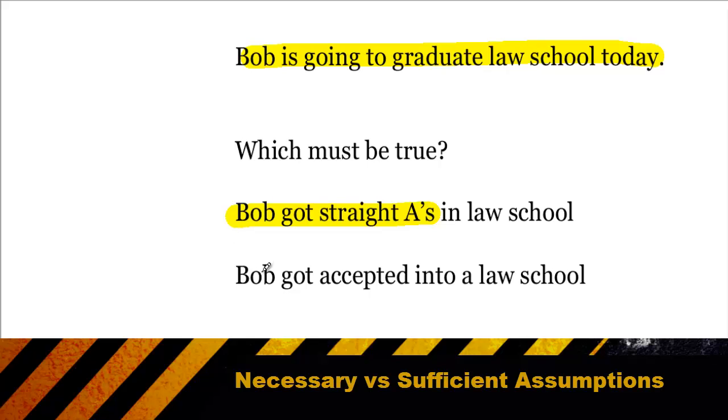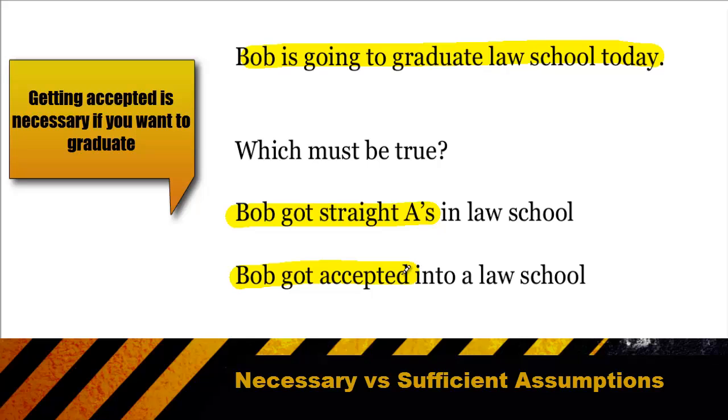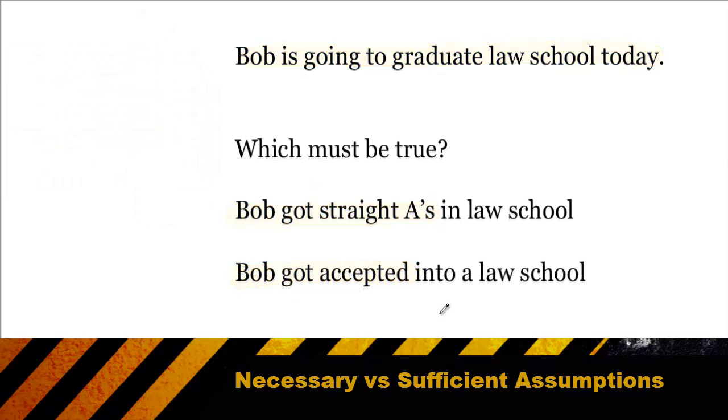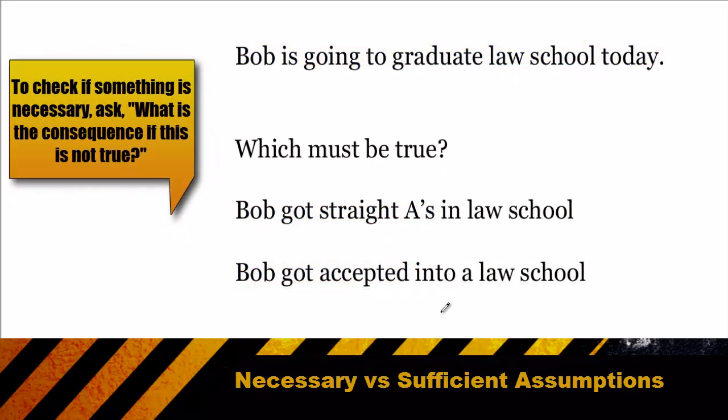But must it be true that Bob got accepted into law school? Clearly that has to be true, because if it wasn't true, if he wasn't ever accepted into a law school, then there's no way he could really graduate from a law school. So how did I check if each one of these statements had to be true? Well, I simply imagined a situation where they were not true, or I reversed or negated each statement. And then I checked if the negated statement challenged the original argument that Bob is going to graduate.